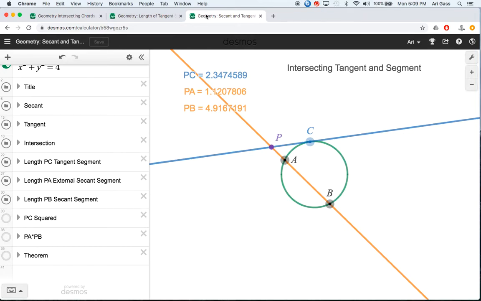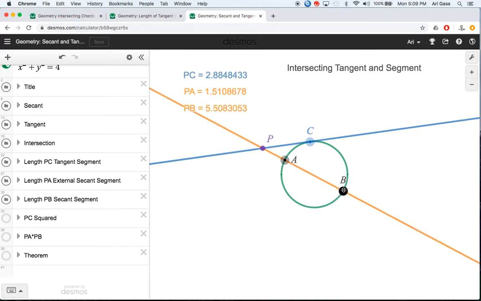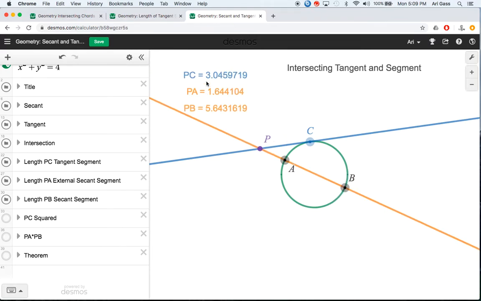The last way that we can have two lines that intersect each other with regards to a circle, we've had two secants intersect, we've had two tangents intersect, but what if we had a mixture? What if we had one tangent and one secant? The proof of this is a little bit harder, and the relationship is a little stranger. What I'm capturing here in the blue is the length of the tangent segment, PC, and I'm still capturing PA and PB, those secant segments.